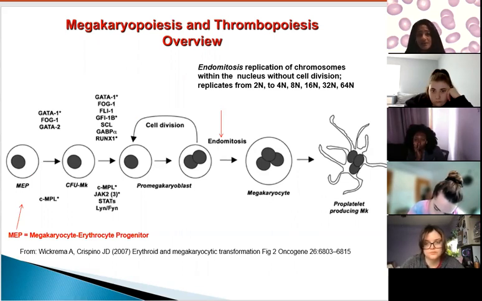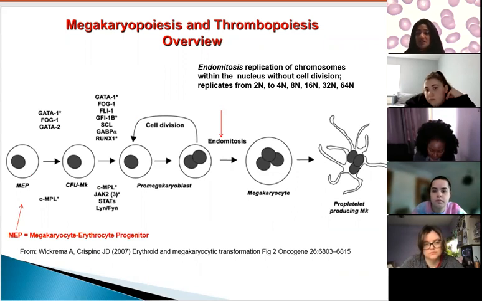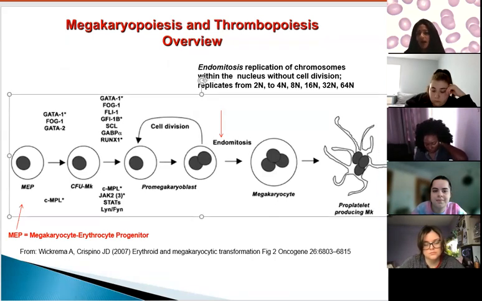Endomitosis is just a unique mitosis, and it's very unique because it only happens in megakaryocytes. That is the replication of chromosomes without the actual cell division. Megakaryocytes arise under the influence of the transcription gene called the GATA1 gene, plus the FOG-GATA2 genes. And this is regulated by the cofactor FOG1. That's a cofactor.